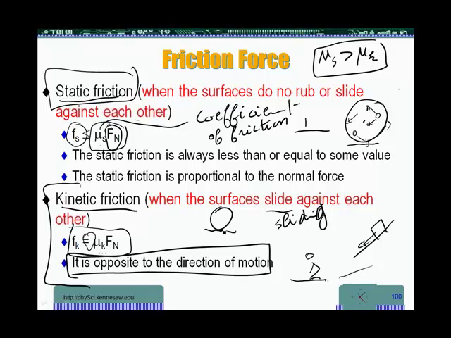Now, modern brakes, in most of the newer cars, when you brake, it tries not to lock the wheel. It tries to allow it to lock for a short time and then unlock. Lock for a short time and unlock. Why do they do that? Because of this: the coefficient of static friction is larger than the coefficient of kinetic friction.